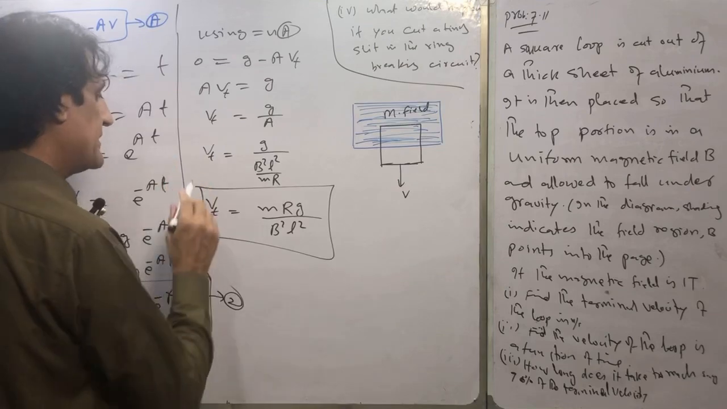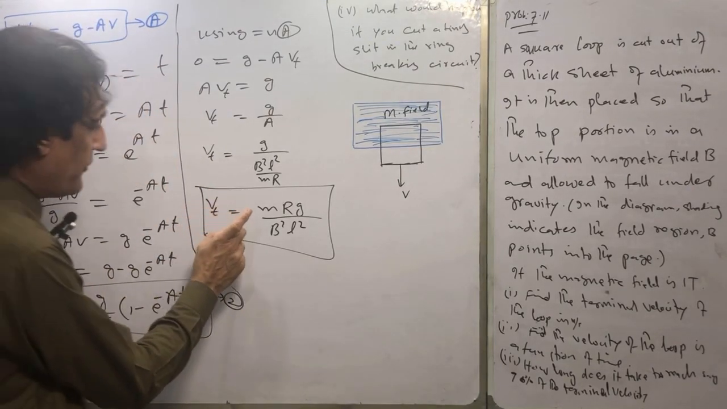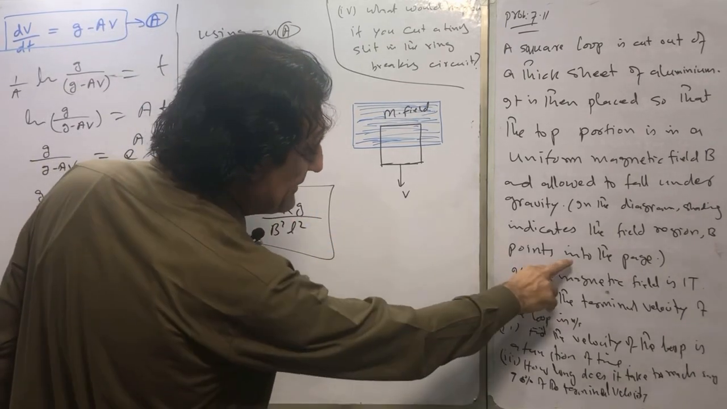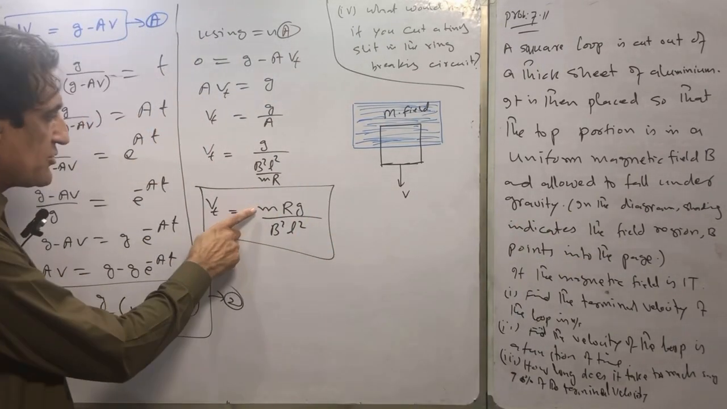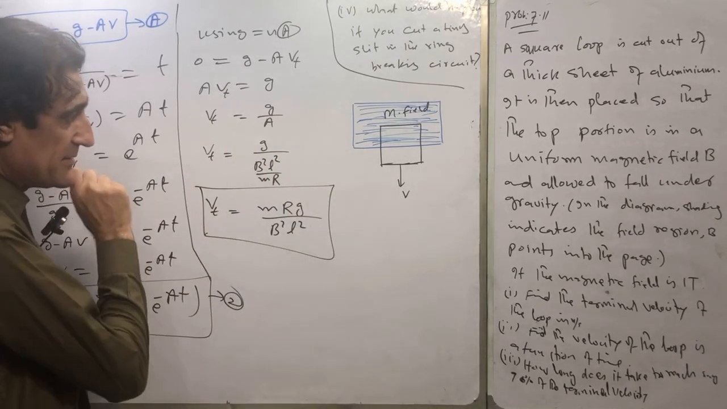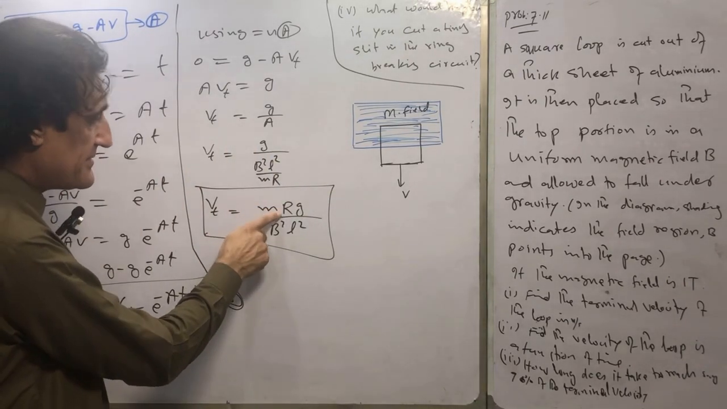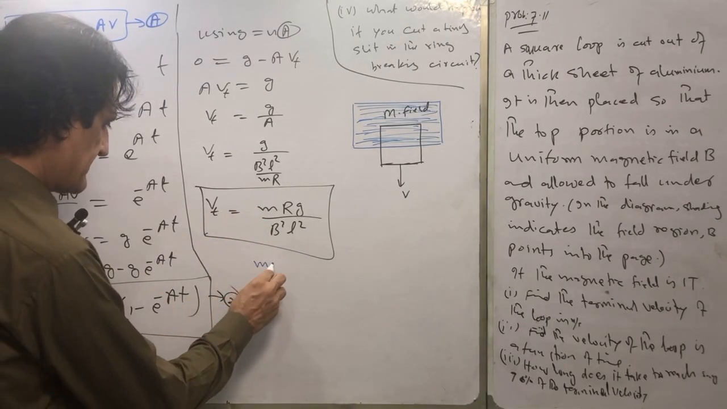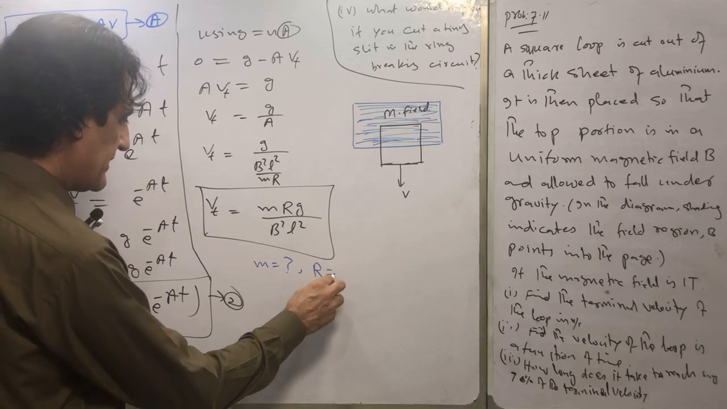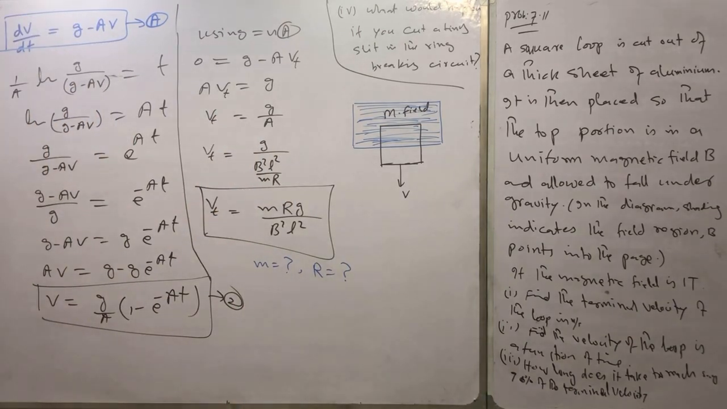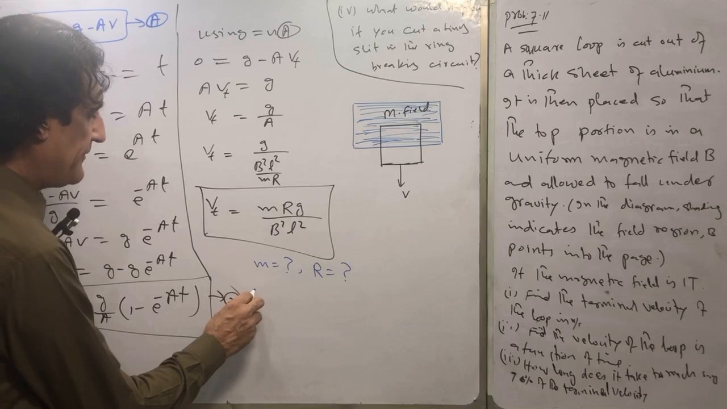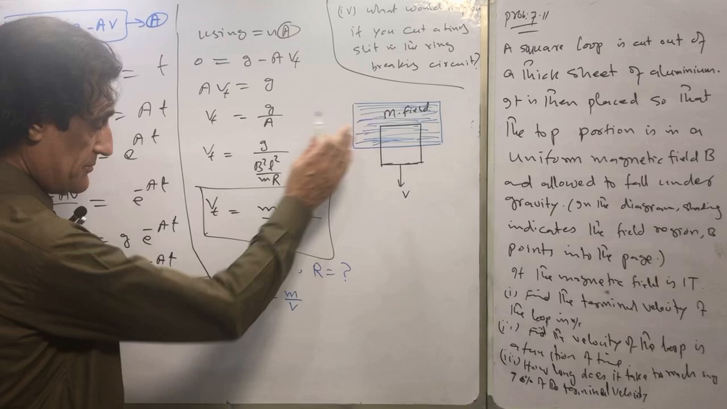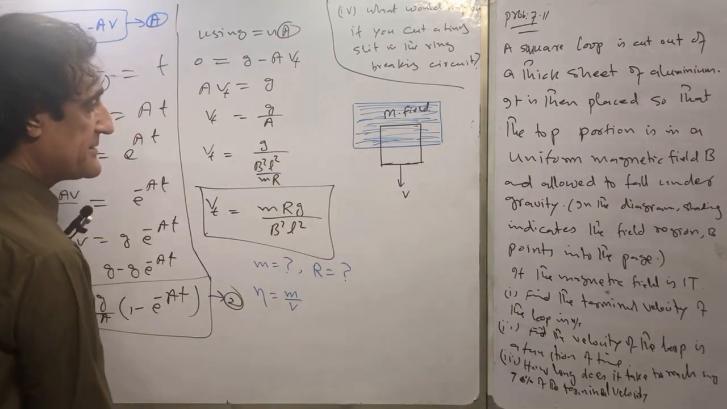So this is the terminal velocity, but we must find it in meters per second. We must know the mass of this loop, the resistance of this loop, what the mass is and what R is. Then for the mass, if we define density as mass per unit volume, what is the volume of this loop?